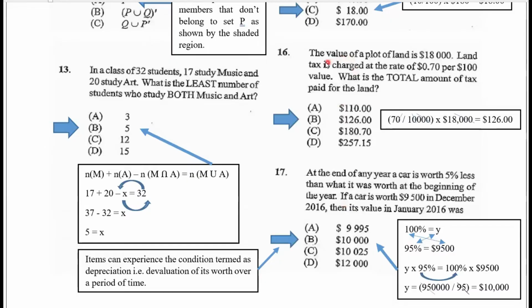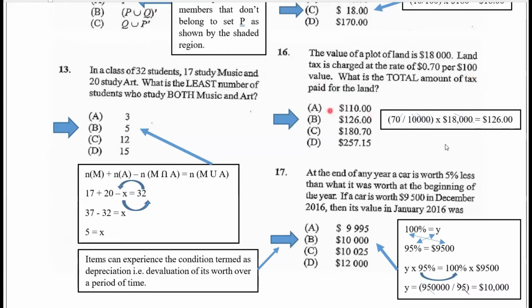16. The value of a plot of land is 18,000. I don't know where you're getting that today, but no problem. And land tax is charged at a rate of 70 cents per $100 value. In other words, for every $100 of the land value, the person who buys the land is charged 70 cents on it, which is pretty good. What is the total amount of tax?